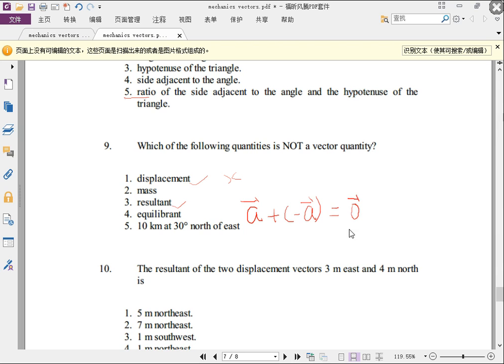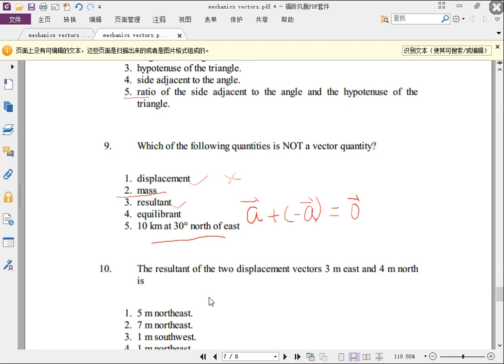Okay, this 0 is special. This 0 is a vector 0. A vector 0, does it have a direction? No, it has no direction. You can't say it's pointing anywhere, but it is a vector. What about this one? Okay, of course, this is displacement, a specific displacement, and mass is a scalar quantity.